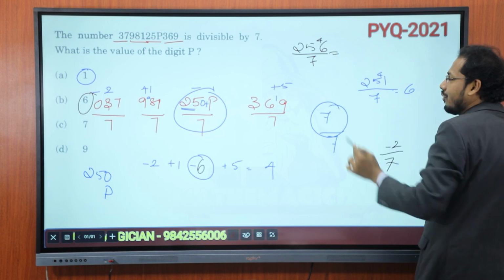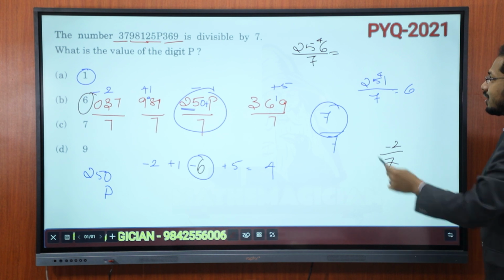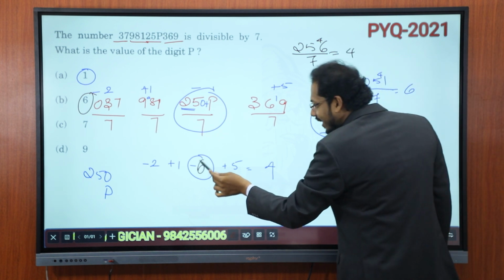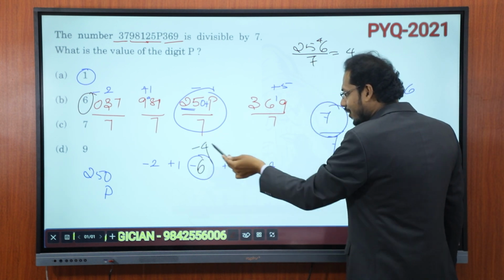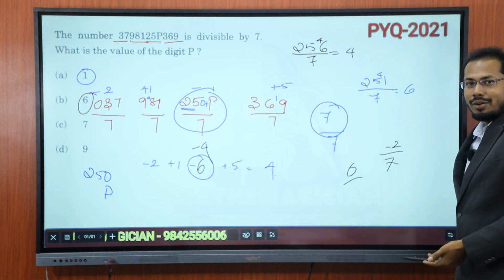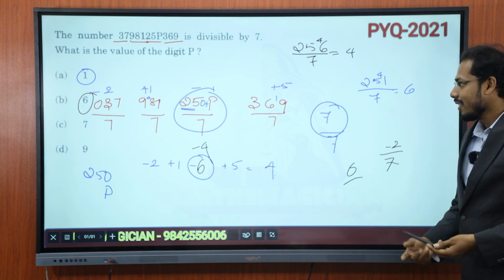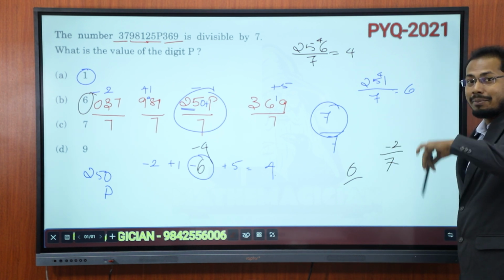21, remainder is 4, 46. 46 divided by 7, we get 42, remainder is 4. Now look at this, if I write minus 4 here, plus 4, minus 4, it's 0. So it's 0. What will happen? Automatically it is divisible. Either I need 7 or 0, right? Because I am checking only the remainders.